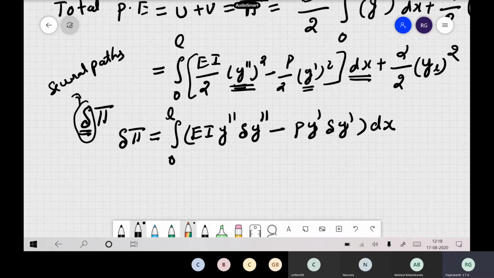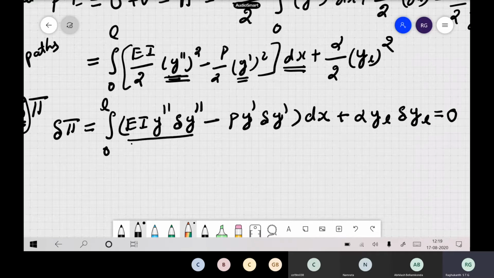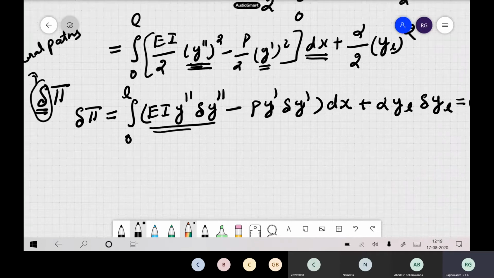Now these both are different, so you can take this inside your integral itself. And now in this expression, you also have alpha times y_L kind of a thing, del of y_L. So this is our expression, and this has to be equated to 0. This comes from our calculus of variations. Now for all these terms, you do integration by parts.